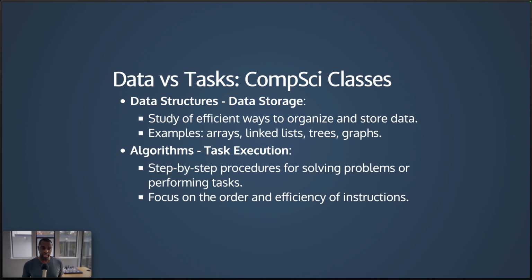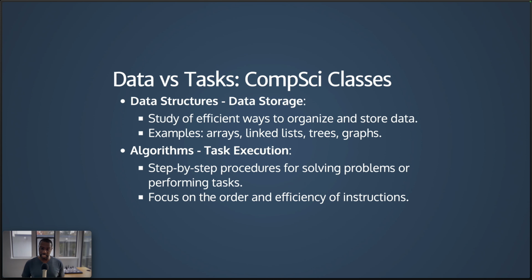So, data versus tasks. In a comp sci class, you typically would take a data structures class. This is directly analogous to data storage. It's a study of efficient ways to organize and store data. Examples: arrays, linked lists, trees, and graphs. How do you organize these zeros and ones? How do you represent these zeros and ones in a form that's really useful for an application? And you also typically take an algorithms course. This associates with task execution. What are the step-by-step procedures for solving problems or performing tasks? You focus on the order and the efficiency of the instructions.